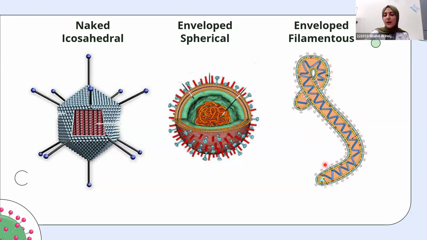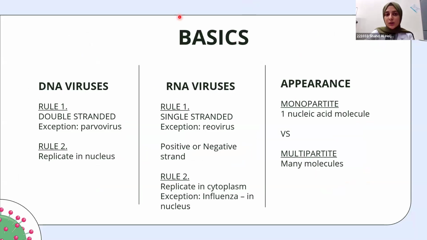Meanwhile, this is a different shape. This can be found in Ebola virus, for example. So this is enveloped and filamentous. So it's not spherical, it's not icosahedral, and so on. So this is a different shape. Now, moving on to the basics.